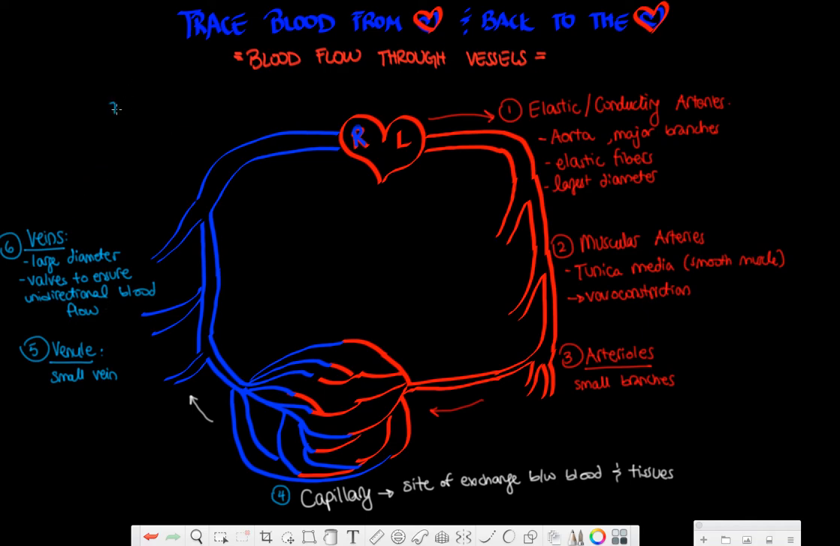Finally, we reach the vena cava. The vena cava are very, very wide in diameter. As you know, we have a superior and an inferior vena cava, and these are going to be returning blood to the right atrium. So they return deoxygenated blood to the right atrium of the heart.